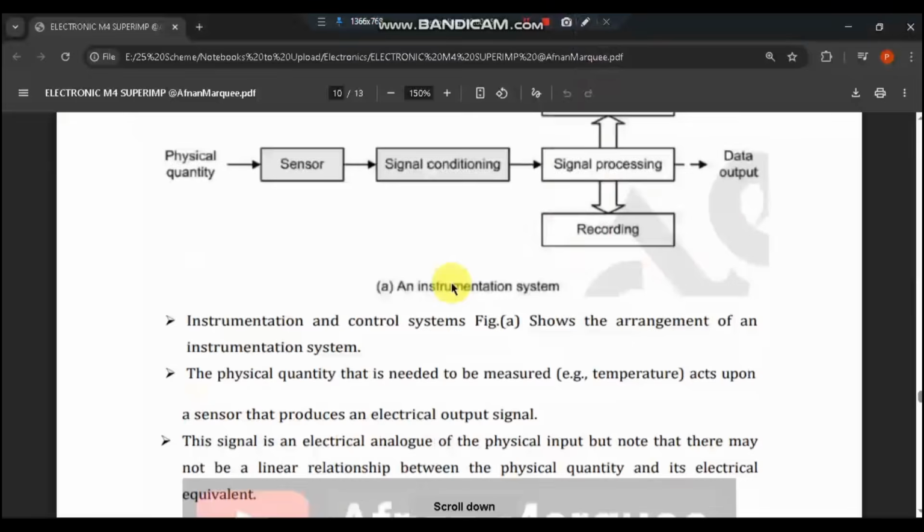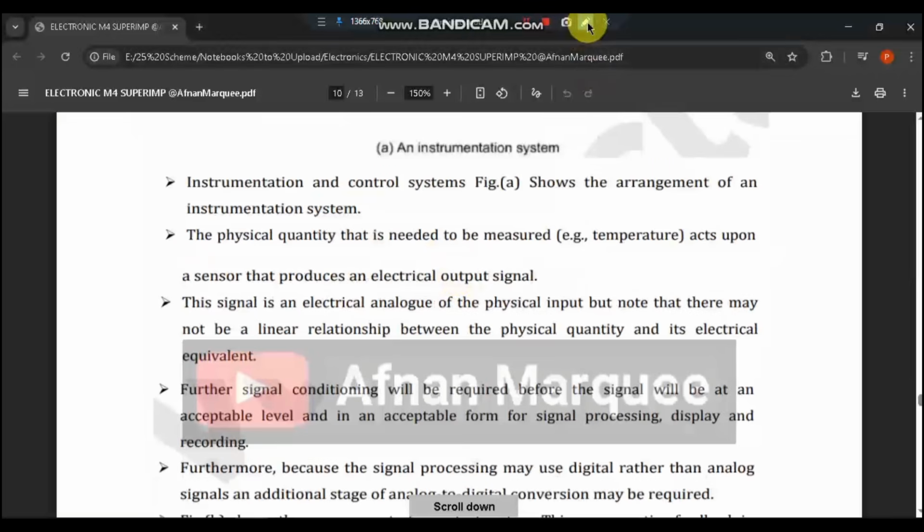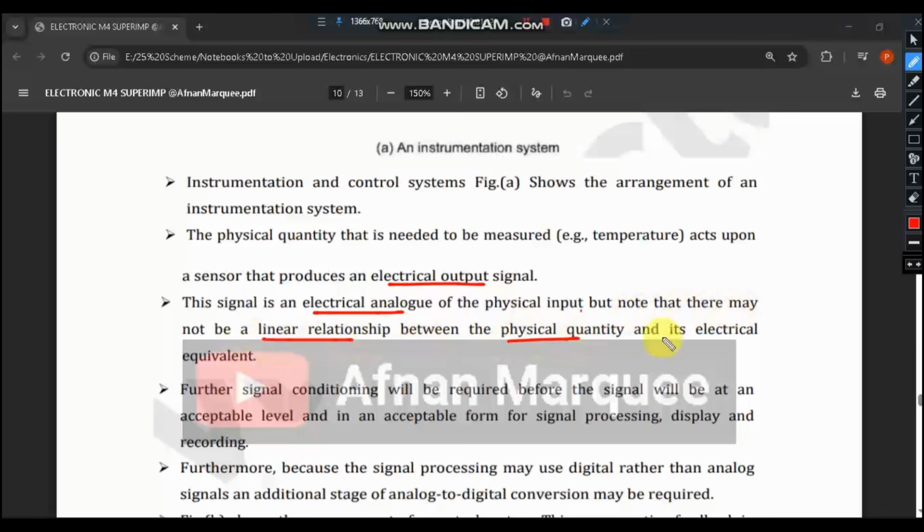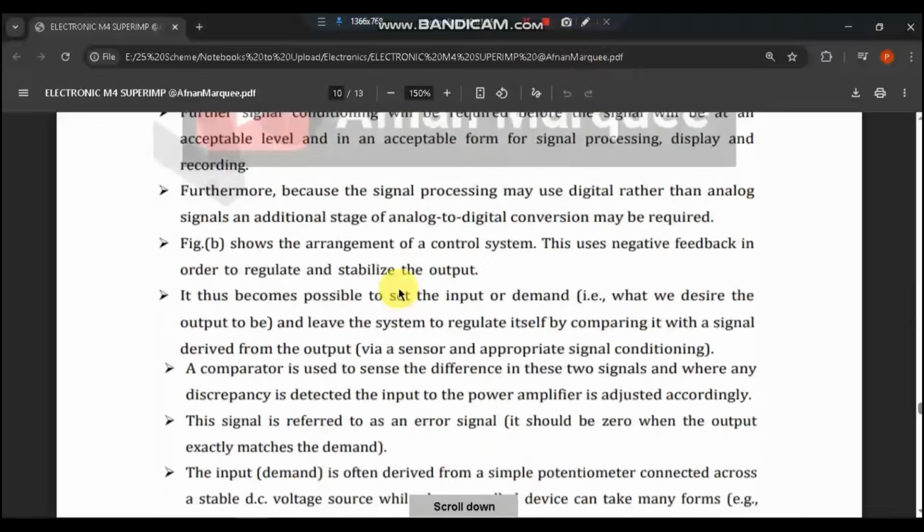The instrumentation and control system measures the physical quantity that is to be measured, like temperature, which acts upon a sensor that produces an electric output signal. Based on the change in the temperature, the electrical output signal is produced. The signal is the electrical analog of the physical input, but note that there may not be a linear relationship between the physical quantity and its electrical equivalent. Meaning if the temperature changes more, it is not necessary that the electrical change will also be more. So that is the instrumentation system, which converts the physical change to electricity.